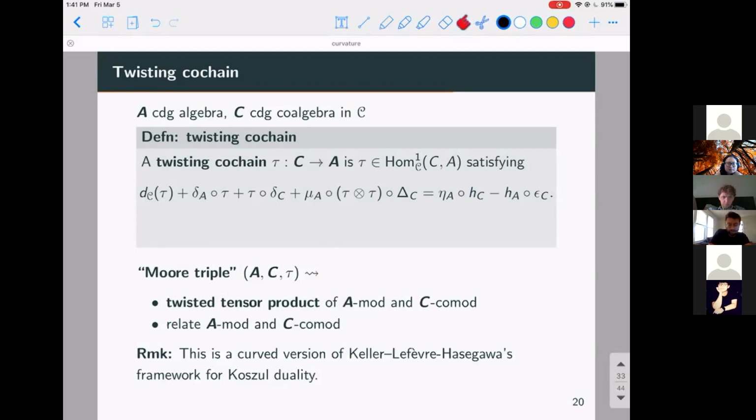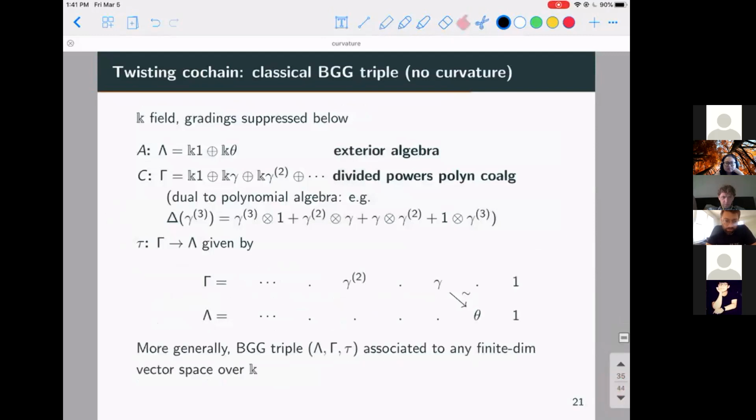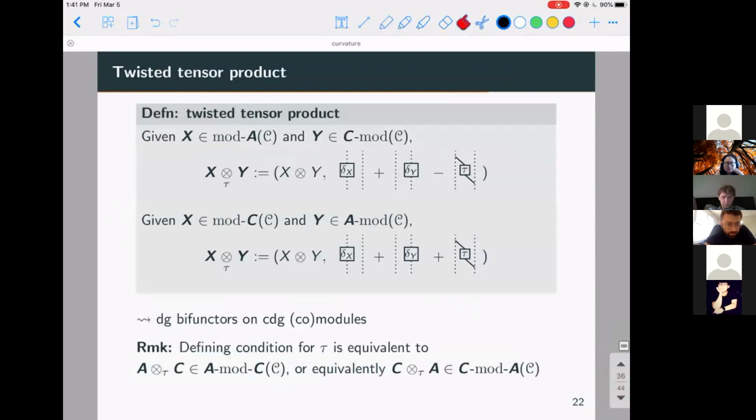So I really don't want to dwell on this definition of a twisting cochain, except to say that this again is some kind of Maurer-Cartan equation. There's a tau squared here, and this is the differential of tau. But it seems better to just show you how this twisted tensor product works. Let me come back to this example in a bit.